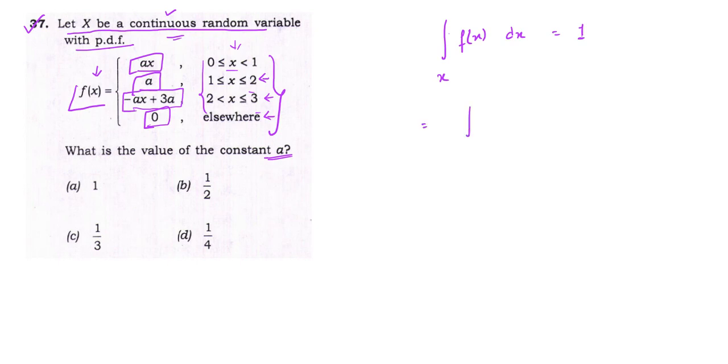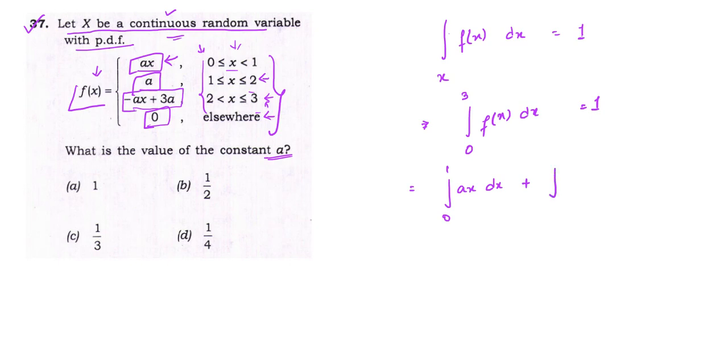Now we have different ranges, so we will divide our integration into these different ranges. The ultimate range, as you can see, is from 0 till 3. So the integral from 0 to 3 of the function fx dx will be equal to 1. Now we need to divide this integration into three parts. The first limit will be from 0 to 1, where the value of fx is, as you can see here, ax. So this is ax dx.